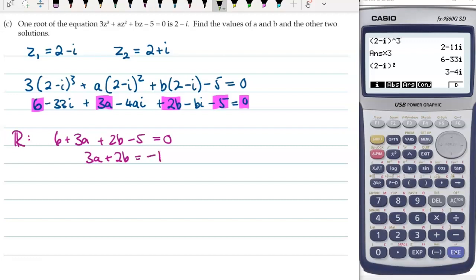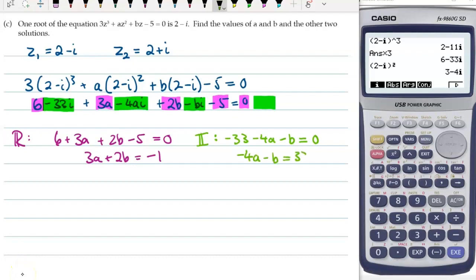Then the imaginary parts. So we can get these bits that have the i's with them, and there's also a 0i on the right. So we got minus 33 minus 4a minus b is equal to 0. Or minus 4a minus b is equal to 33.